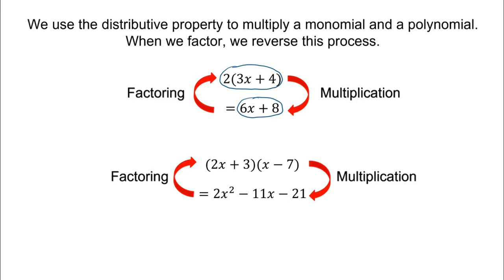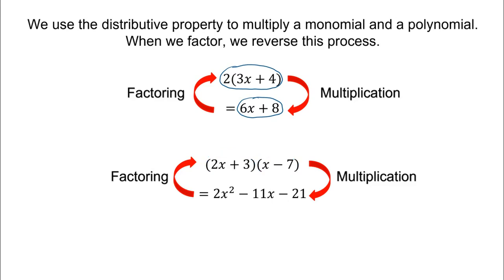Let's look at another example down here. Here I've got the binomial 2x plus 3 times the binomial x minus 7. And before I was asking you to multiply those two binomials. And of course we know that we would use distribution, or in this case double distribution, or the FOIL method to multiply those two binomials.